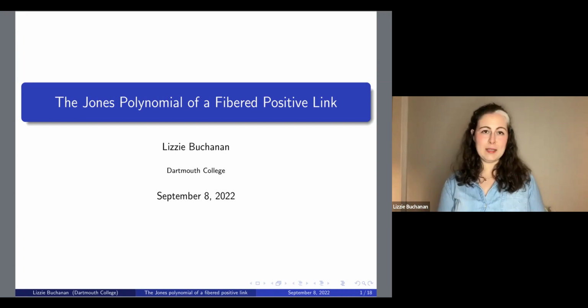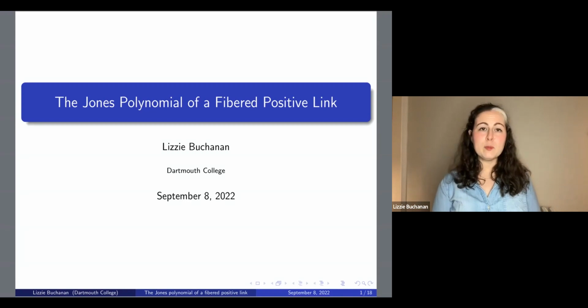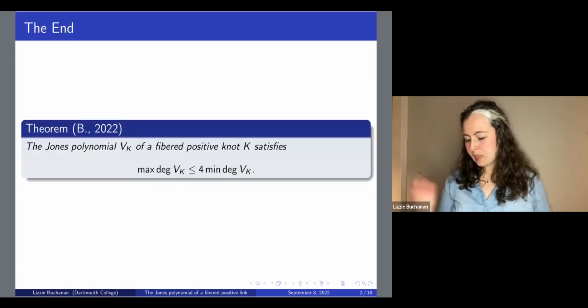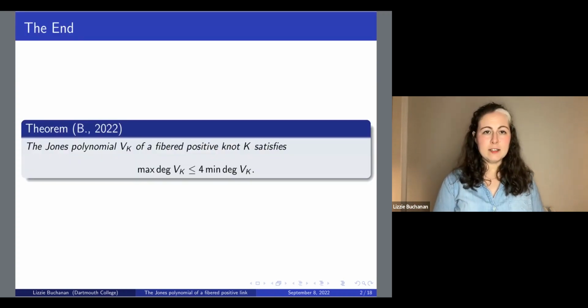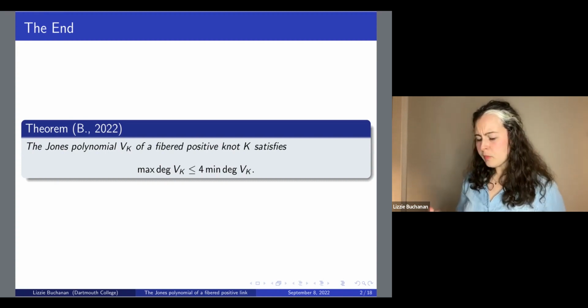Okay, so what am I speaking about today? I am talking about the Jones polynomial of a fibered positive link. So I'm going to begin at the end with a statement of our main result. And that is that for a fibered positive knot, we must have that the maximum degree of the Jones polynomial has to be less than or equal to 4 times the minimum degree of the Jones polynomial.